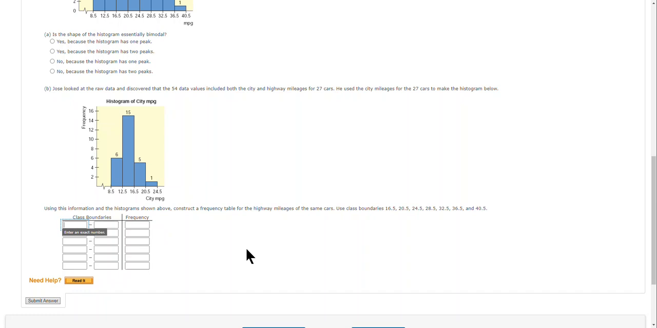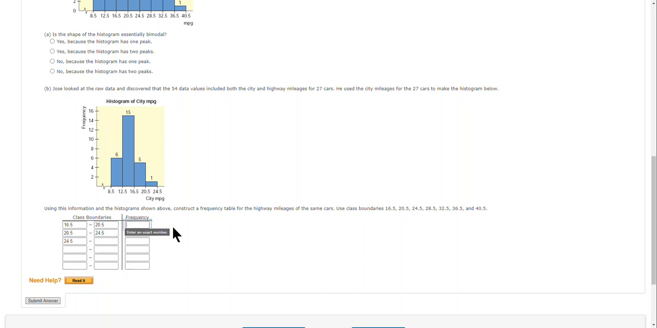So for the first part, I'm going to do the class boundary for us. So this is 16.5 to 20.5. Next class boundary would be 20.5 to 24.5, and so on and so forth. I'll let you fill out the rest.